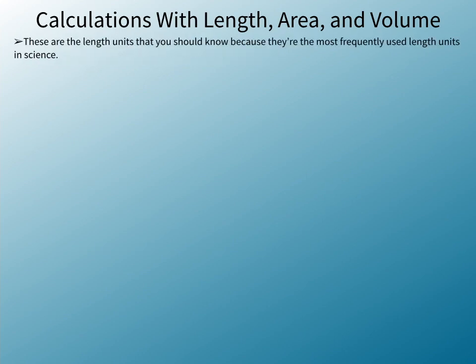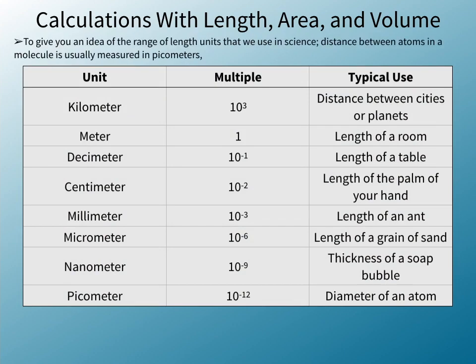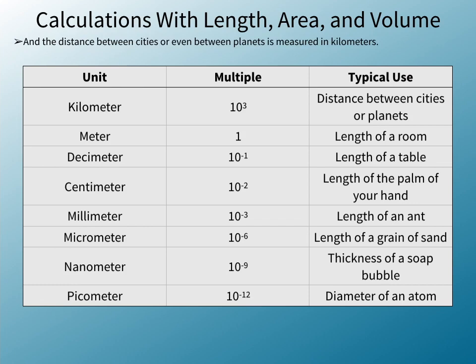These are the length units that you should know because they're the most frequently used length units in science. They range from picometers, or 10 to the negative 12 meters, to kilometers, or 10 to the third meters. To give you an idea of the range of length units that we use in science, distance between atoms in a molecule is usually measured in picometers, and the distance between cities or even between planets is measured in kilometers.